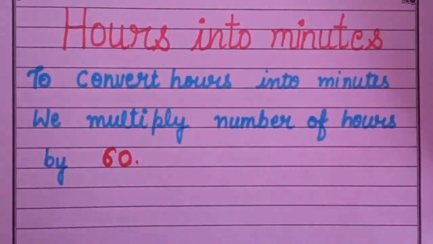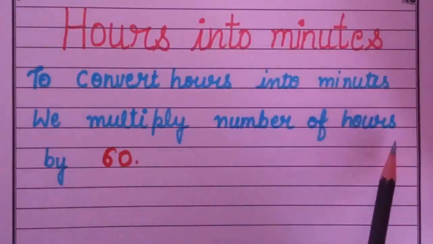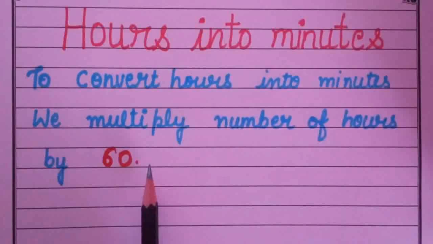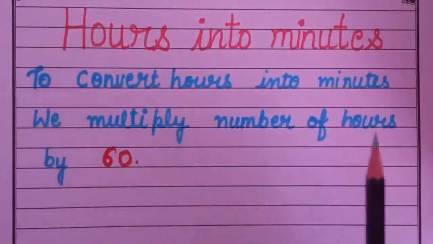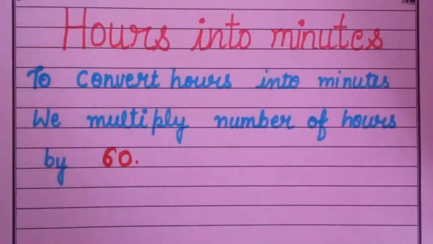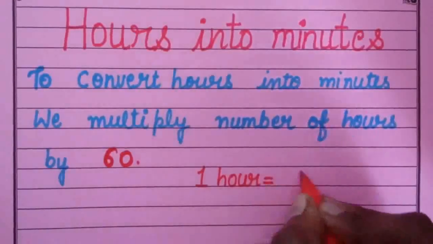Okay children, so as I have mentioned, the answer is hidden in the question. Before doing any question, before taking an example, let's know the fact about conversion of hours into minutes. To convert hours into minutes, we multiply the number of hours by 60. Why 60? Because 1 hour is equal to 60 minutes.